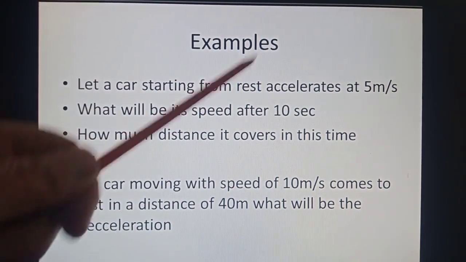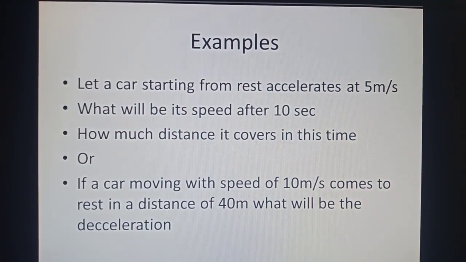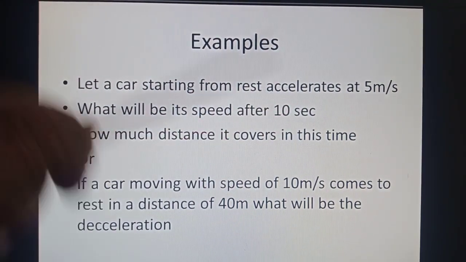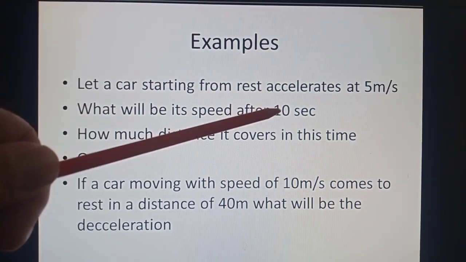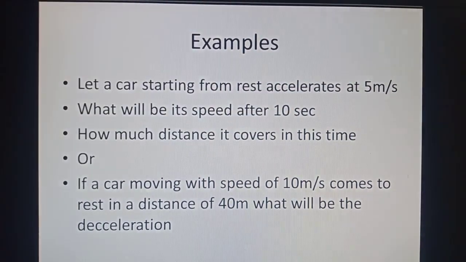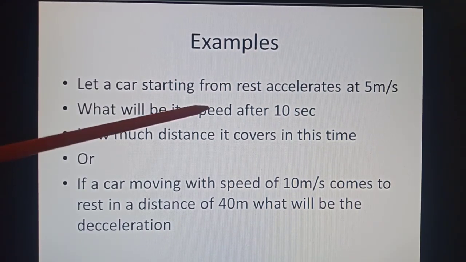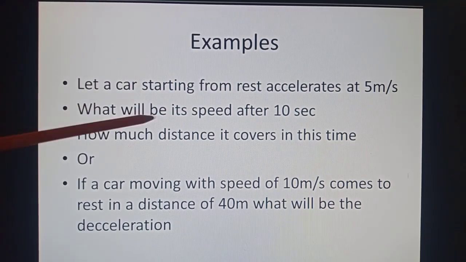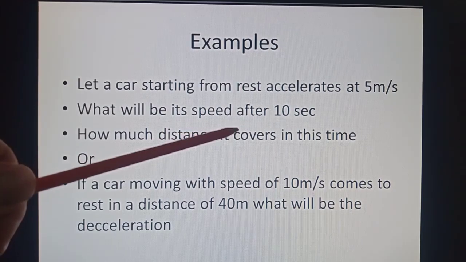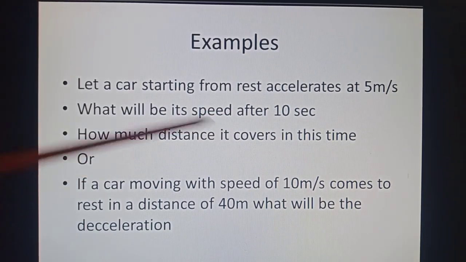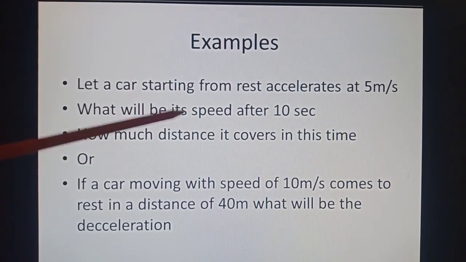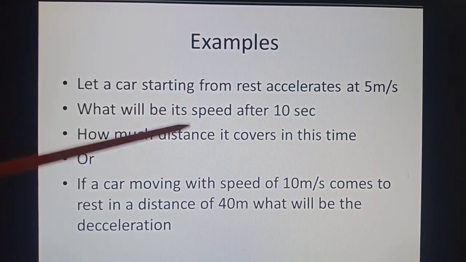Now, start from rest means its initial velocity is 0 and it accelerates at 5 meters per second square. Acceleration is given. What is asked? What will be its speed after 10 seconds? Again, time is given. So we are asked to find the speed at a later time, meaning Vf. We have to find Vf.